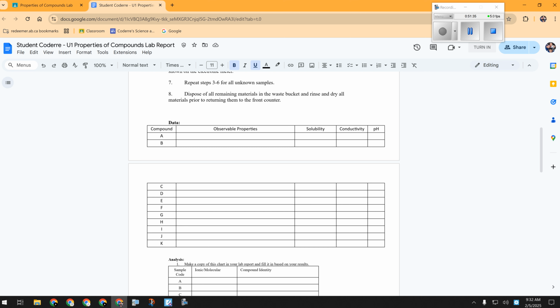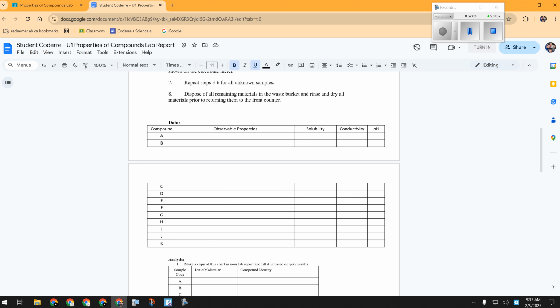Okay, so you'll put in observable properties. So you might say that A was a bright pink crystalline solid, and it dissolved very easily in water, and the temperature of the water went down while it dissolved. And then you could say that it was highly conductive. The conductivity was 9 out of 10, and the pH was 6. Okay, and you would just put that data in the chart. That's incidentally not the properties of substance A. I just made that up. Everyone kind of follow what we'll be doing tomorrow?